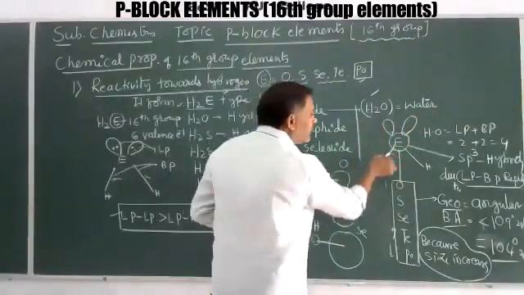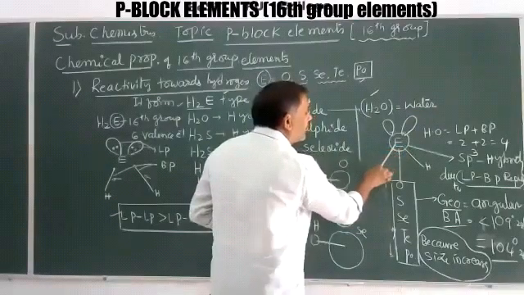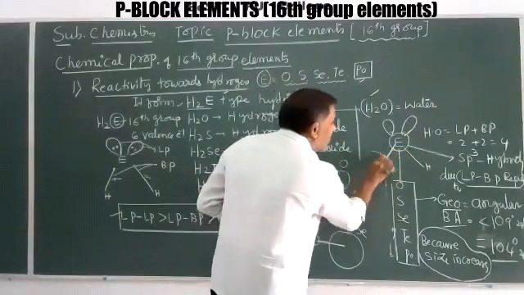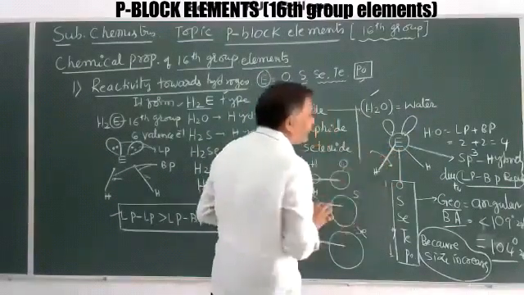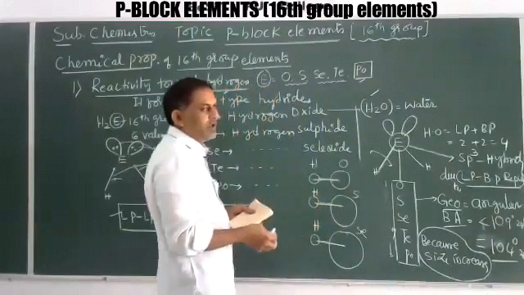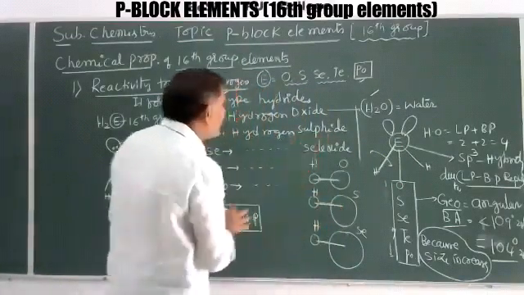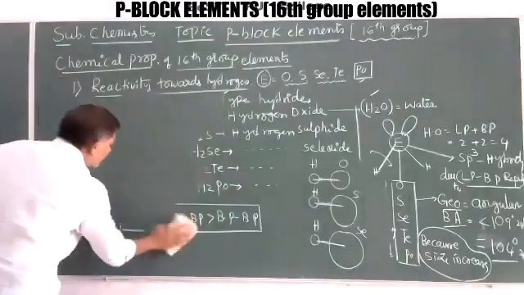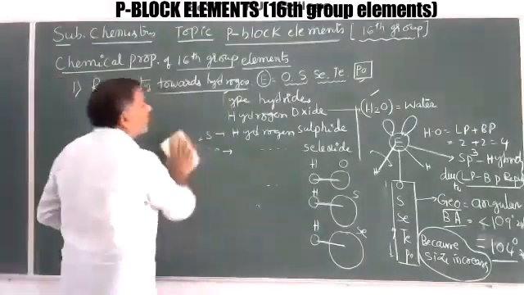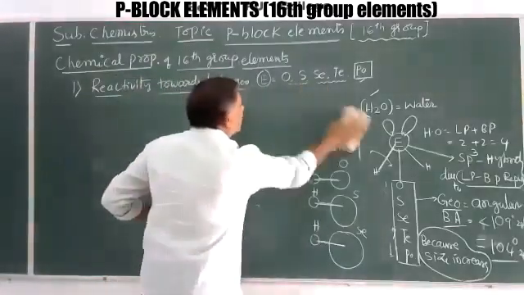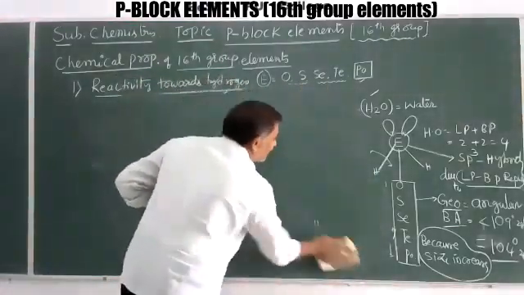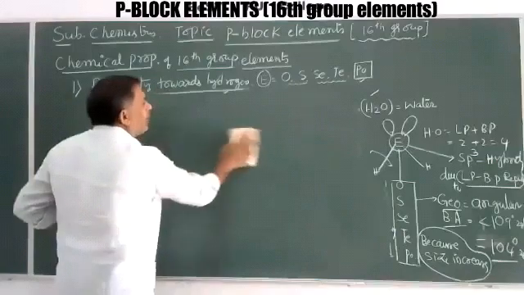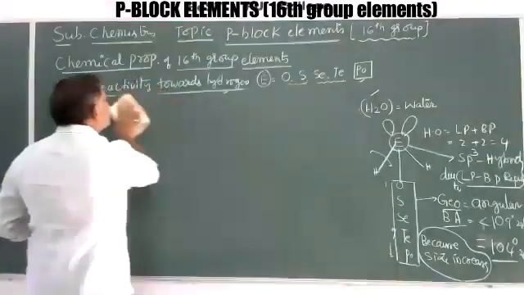Whenever bond length increases, these are loosely bonded, attraction is less, and they are ready to break up hydrogen, ready to produce H plus ions. That's why, based on this structure, we can make some important points for objective as well as theory questions, based on their structure, bond angle and repulsive forces.